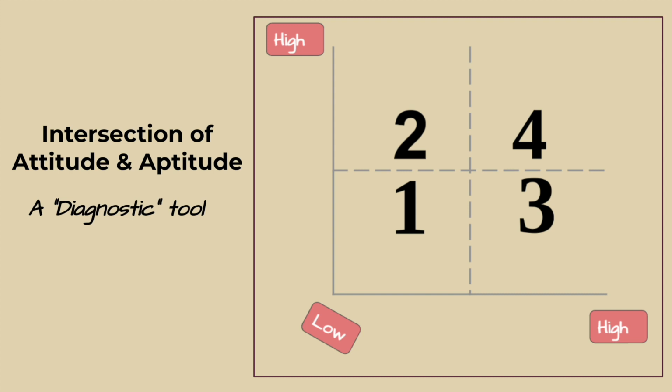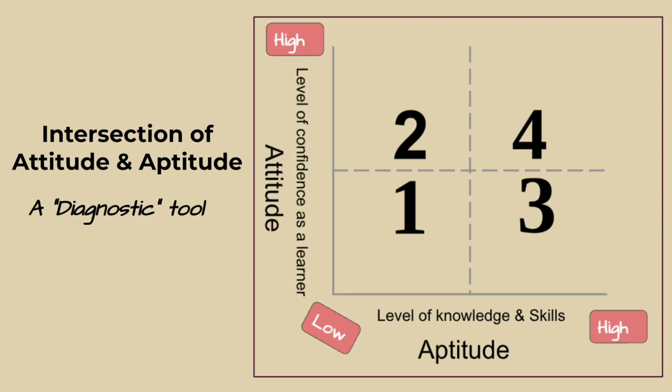The intersection of the attitude and aptitude chart is an easy diagnostic tool. Aptitude is represented on the x-axis. It shows the knowledge and skills of a teacher. It measures low to high to the right. Attitude is represented on the y-axis. It shows the level of confidence as a learner. It measures low to high to the top. This tool is made up of 4 quadrants.